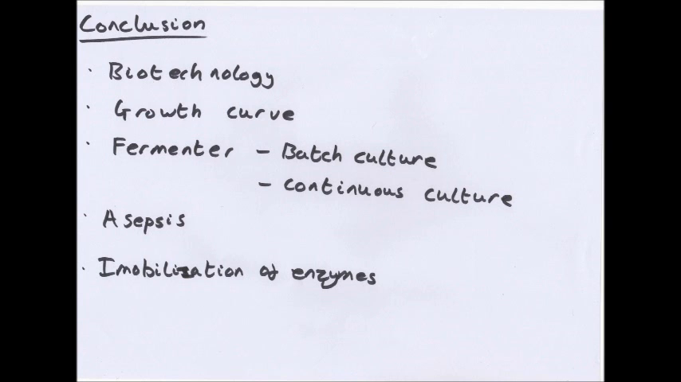And that is that. So, conclusion: biotechnology is basically using microorganisms and biological processes to help technology. You need to know the standard growth curve of an open and a closed system. Fermenters: know how they work, know about batch cultures and continuous cultures. Asepsis is the removal of unwanted microorganisms. And you need to know about the immobilization of enzymes. That's just to trap them so we can use them on their own.